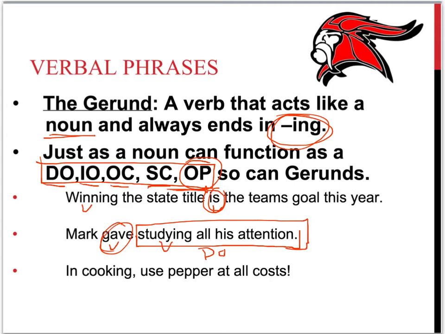Let's look at the next one. In cooking, use pepper at all costs. All right. Cooking is the object of the preposition there. So that's a gerund, not just a gerund phrase. It's actually just a gerund functioning as the object of the preposition. So a little trickier, but still, it always helps to, as I said before in the other lectures, identify the main verb first, and then work backwards from there.